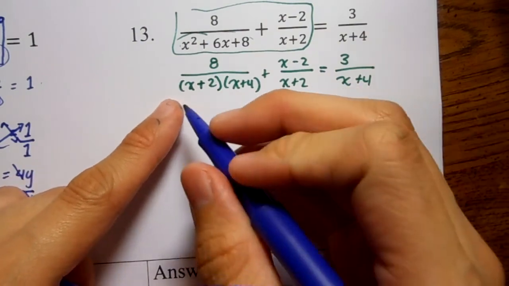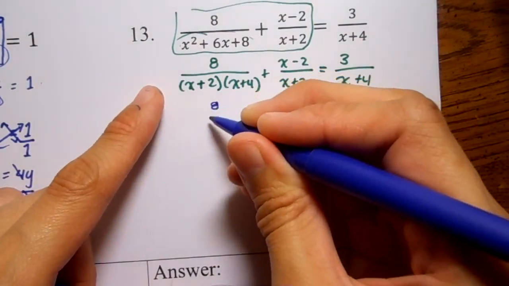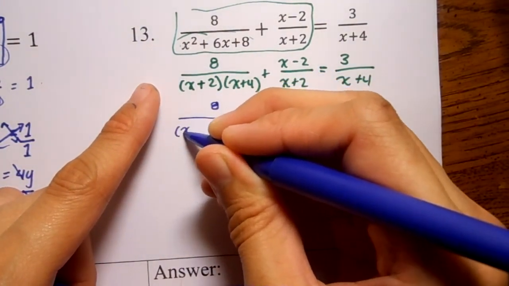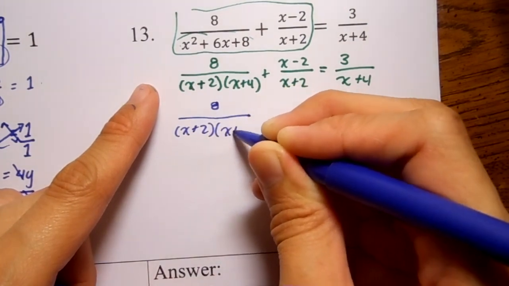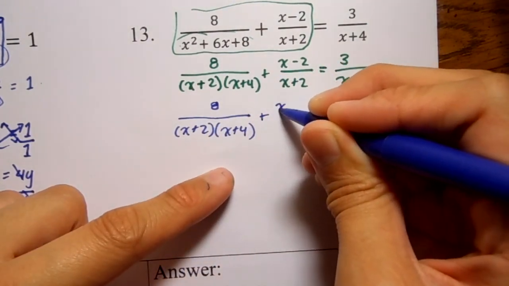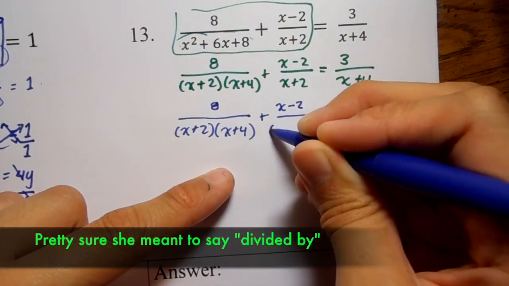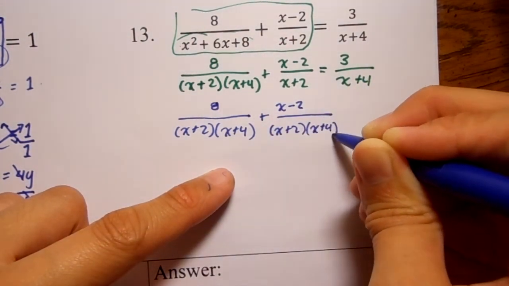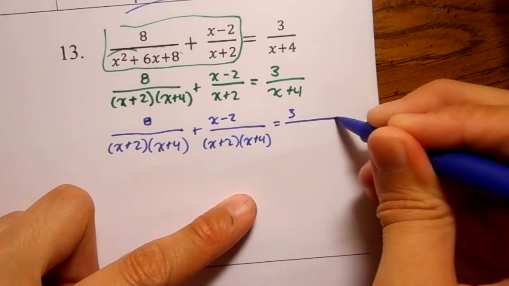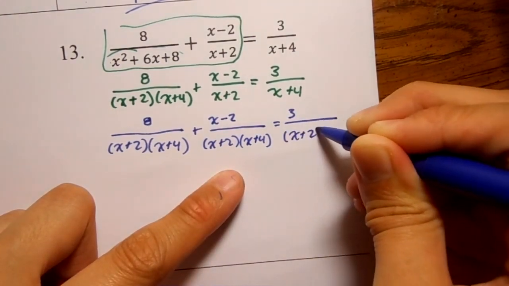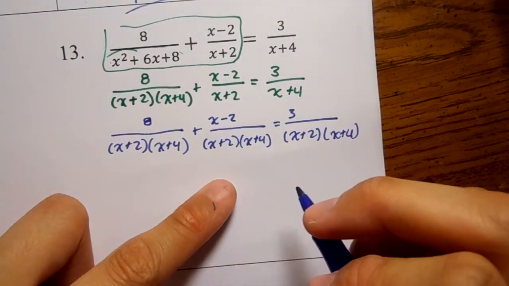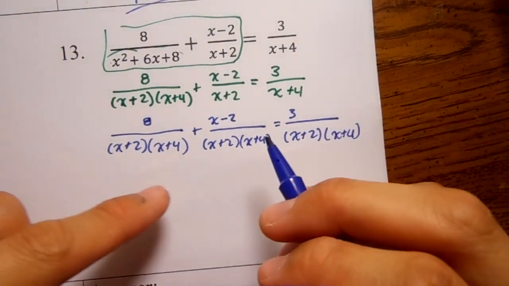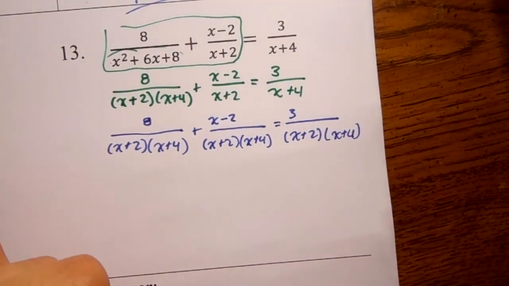So let's rewrite everything with a common denominator. I have 8 over x plus 2 times x plus 4 plus this x minus 2 times x plus 2 times x plus 4 is equal to 3 times x plus 2 times x plus 4. And you can find the common denominators for all across, even including the equal sign. That'll just make your steps shorter, so you won't have to cross multiply in the end.